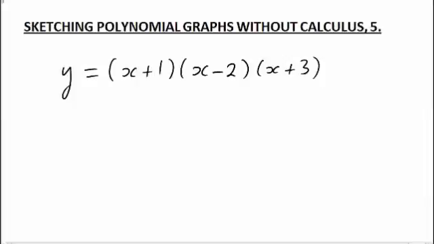In this recording, we're going to look at our second cubic polynomial. This one is already fully factorized. That means we can read off the x-intercepts immediately as -1, 2, and -3. Let's start the sketch by putting those intercepts on.